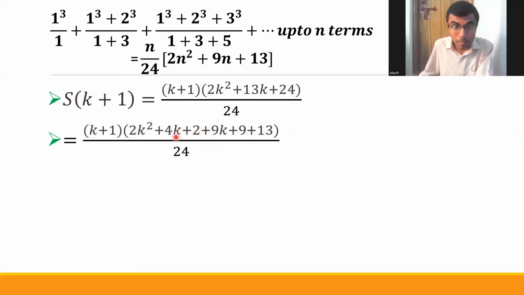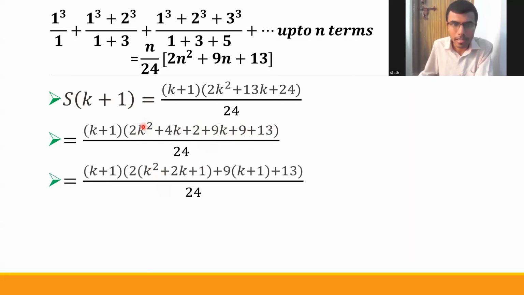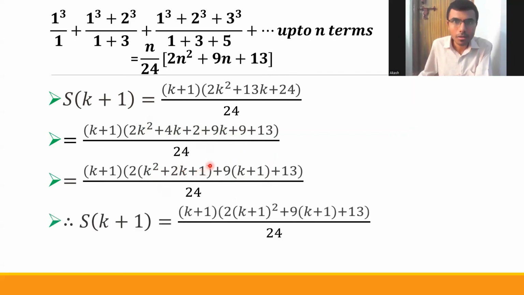Now in the first three terms take 2 common, and in these two terms take 9 common. If I take 2 common, I'll be left with k square plus 2k plus 1, and then plus 9 into k plus 1. k square plus 2k plus 1, as you know, is nothing but k plus 1 whole square. So therefore, s of k plus 1 is nothing but k plus 1 into 2 times k plus 1 whole square plus 9 times k plus 1 over 24.